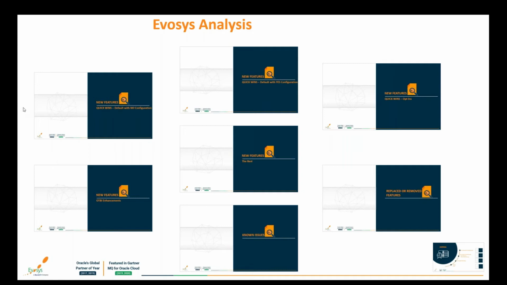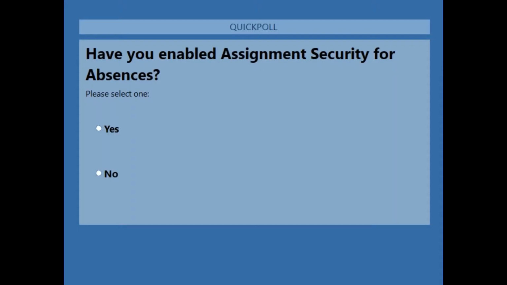Okay, so the poll question is we'd like to understand whether those of you that have attended today, have you enabled the assignment security for absences feature that was made available in 20D? So you should see a poll screen appear on your screen now. It'd be great if you could just vote.